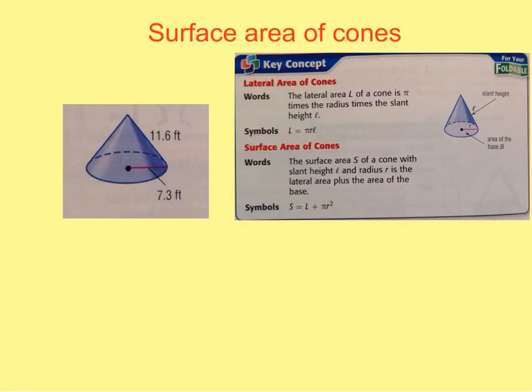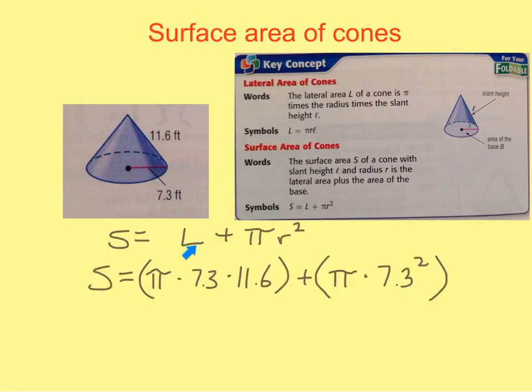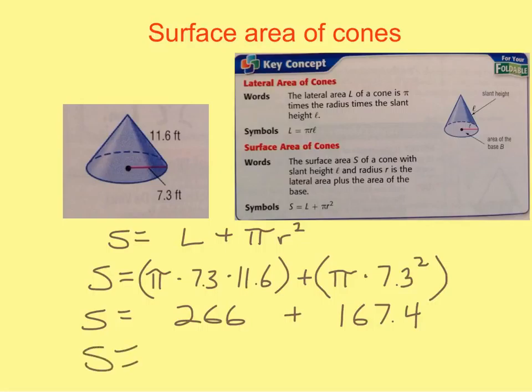I'm going to show you this as though I didn't know the lateral area. So the first thing I do is start with my formula here, and then I plug my numbers in. So lateral area, I know that's pi times r times L. I plug that in here, and I'm going to add pi r squared to that. So I figure out those numbers there, and I'm left with the surface area of this one equaling 433.4, and it's going to be square feet. Feet squared as my final answer.